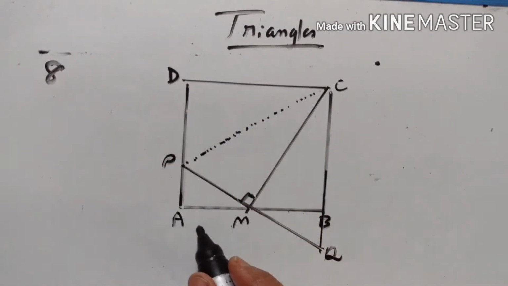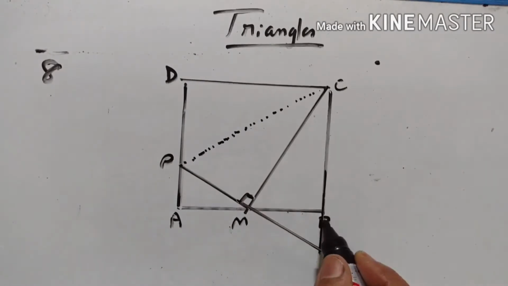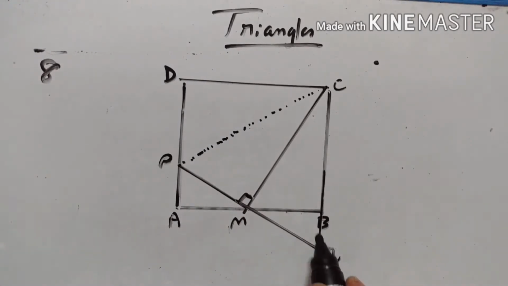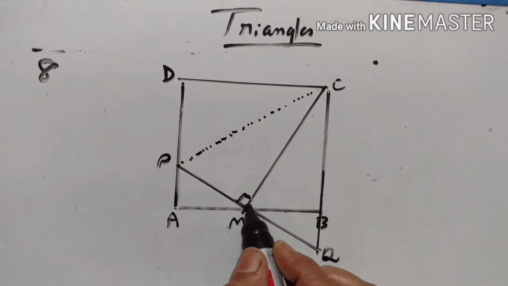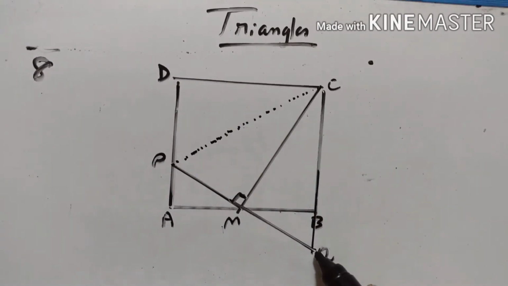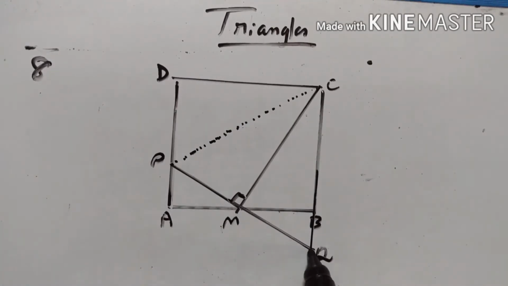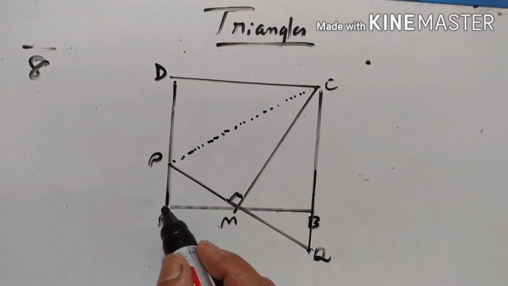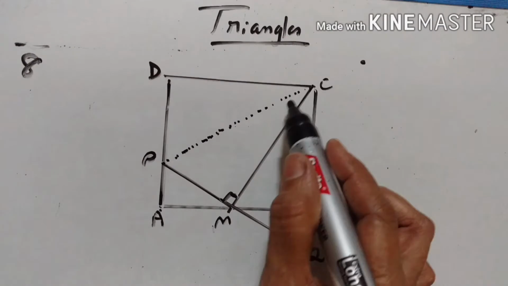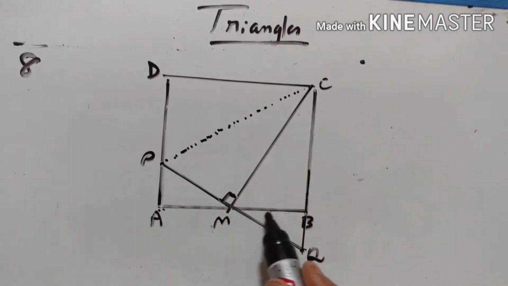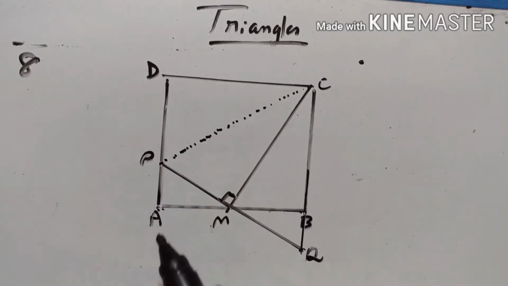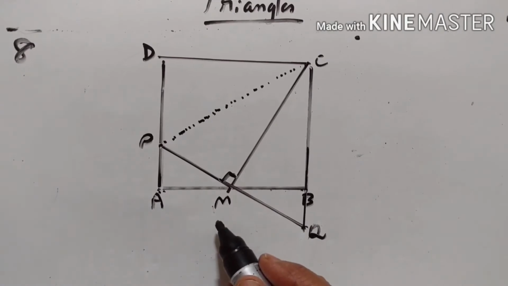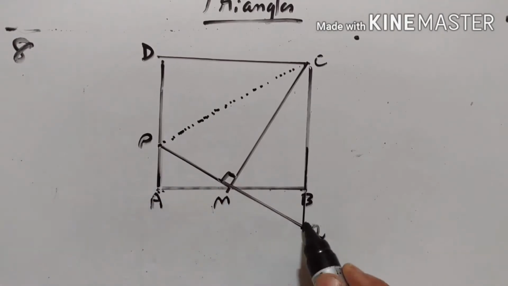ABCD is a square. M is the midpoint of AB. PQ is perpendicular to CM. CB produced meets PQ at Q. We have to prove that PA is equal to BQ and CP is equal to AB plus PA. First, let us prove that PA is equal to BQ.